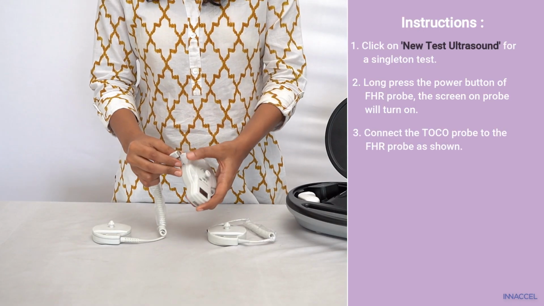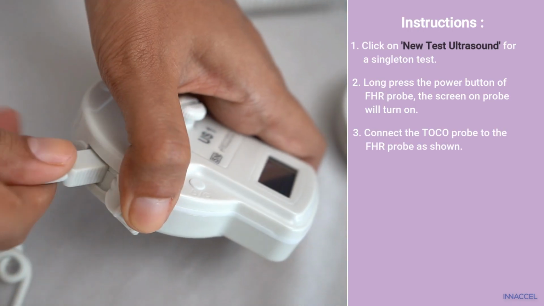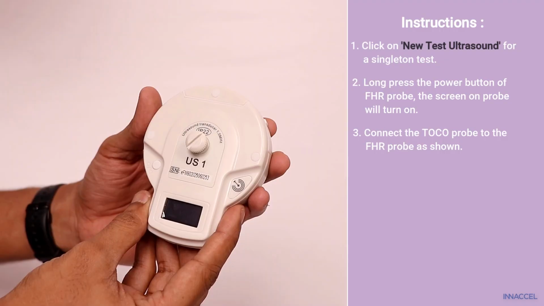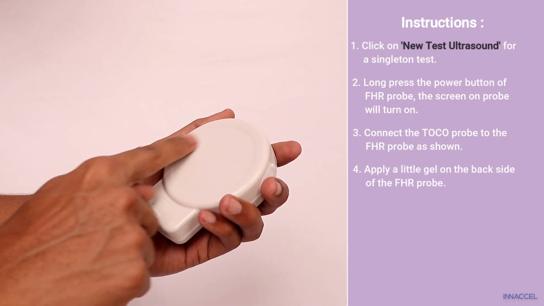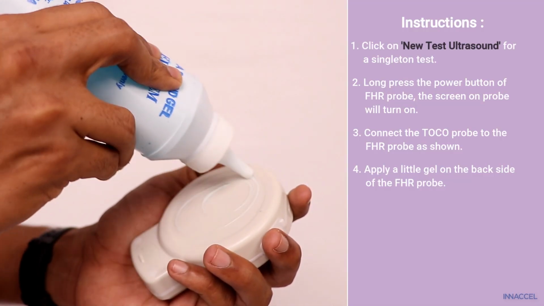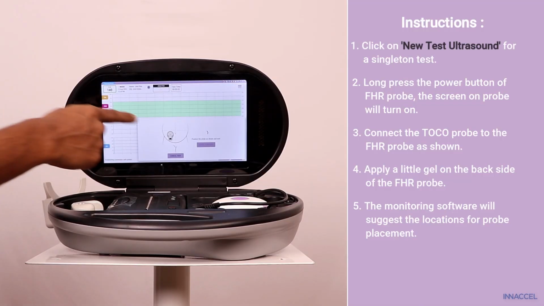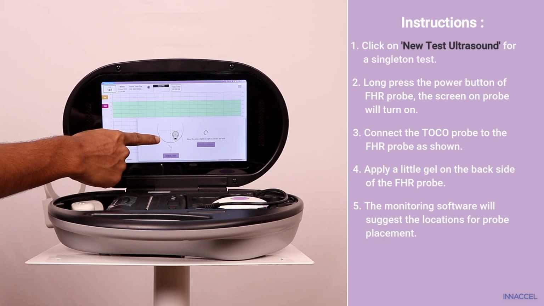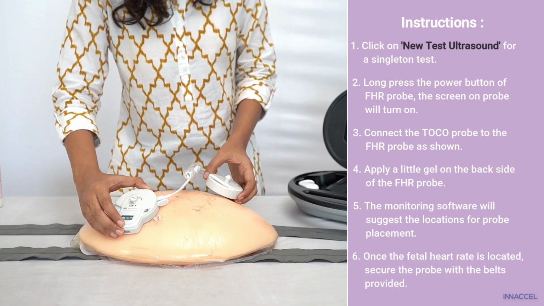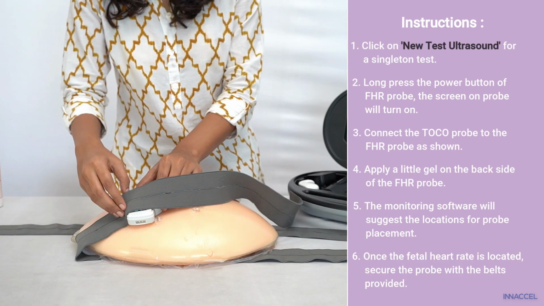Connect the Toco probe to the FHR1 probe as shown. Apply a little gel on the depression on the backside of the probe. The monitoring software will suggest locations for probe placement. Once the fetal heart rate is located, secure the probe with the belts provided.